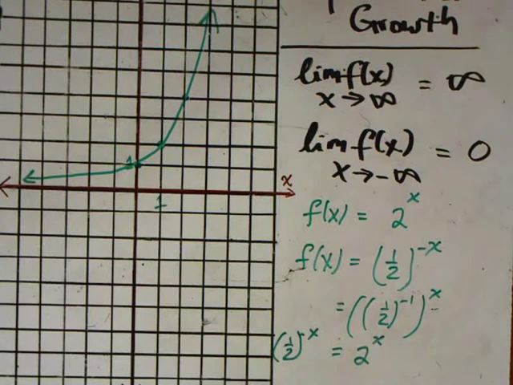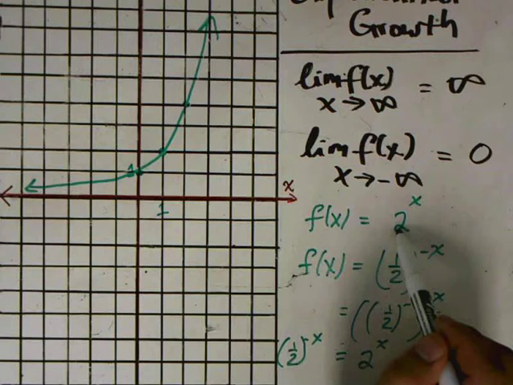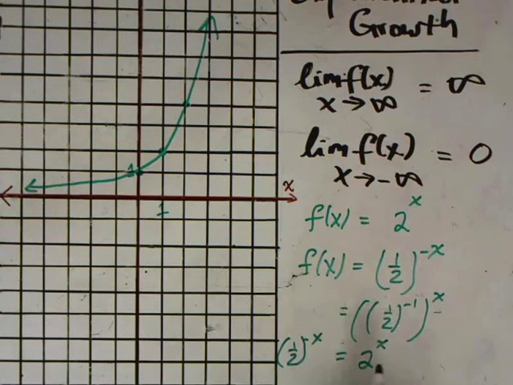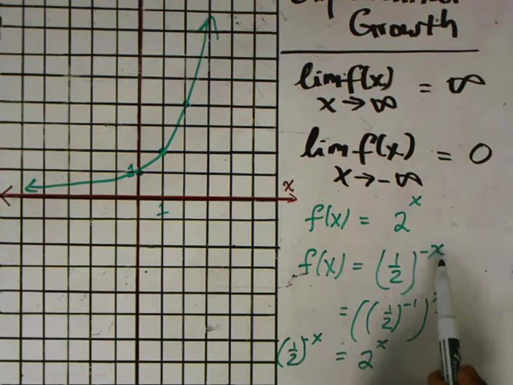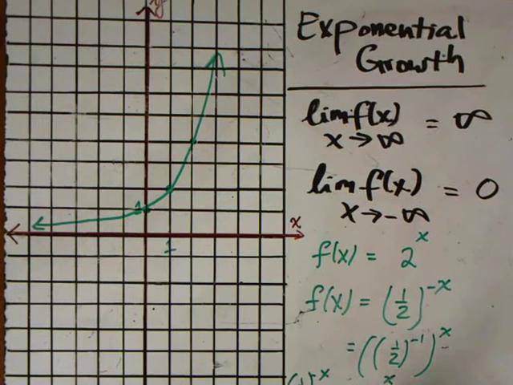So this tells me that for a function that has exponential growth, I can either have a base that's greater than 1 and a positive variable, or I can have a base that's less than 1 but greater than 0, and an exponent that's negative, and they will produce the exact same result. So this is an example and a description of a function with exponential growth. Let's go on now and see what happens when we look at exponential decay.